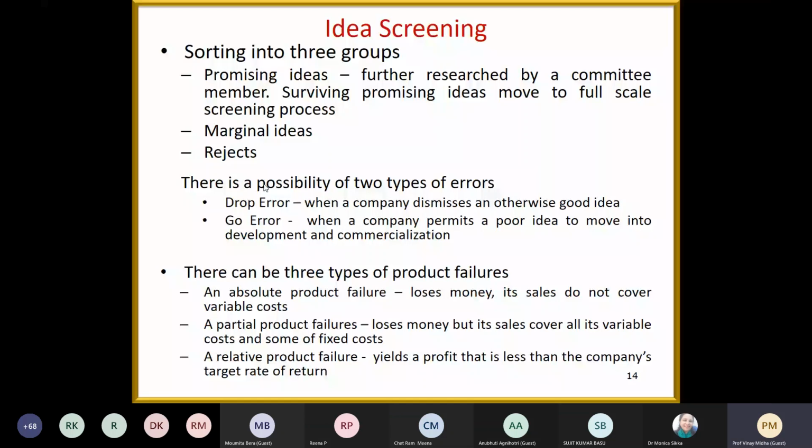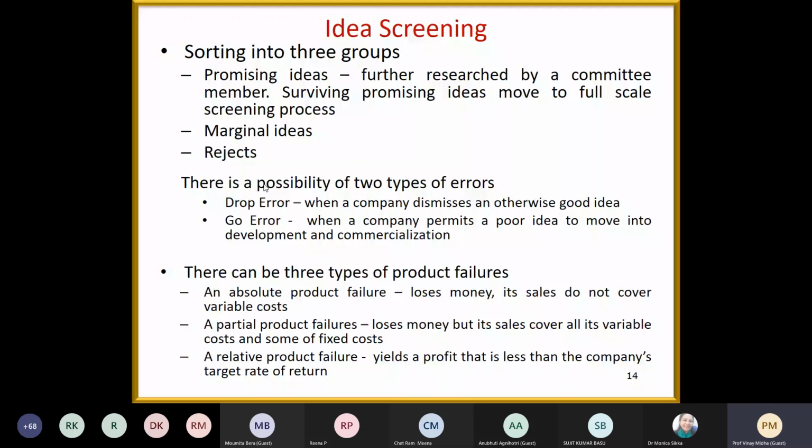Third is the relative product failure. Relative product failure means that it yields a profit that is less than the company's target rate of return. Your expectations were high, and this particular product is not able to reach those expectations in terms of the profits. So you say that this is a relative product failure.